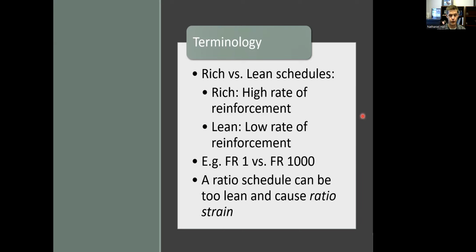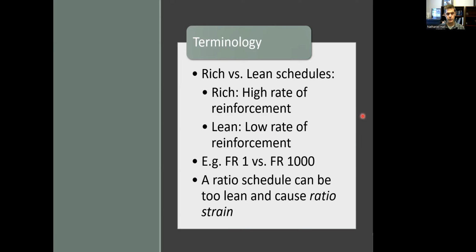Or a fixed interval 10 minutes versus a fixed interval 1 minute. The fixed interval 10 minutes is going to be a lean schedule of reinforcement, low levels of reinforcement, whereas our fixed interval 1 minute is going to be a rich or a high rate of reinforcement on that schedule. So FR 1000 would be rich, an FR1 would be rich, lots of reinforcement delivered. FR 1000 would be lean, it takes lots of responses to then get a reinforcer.